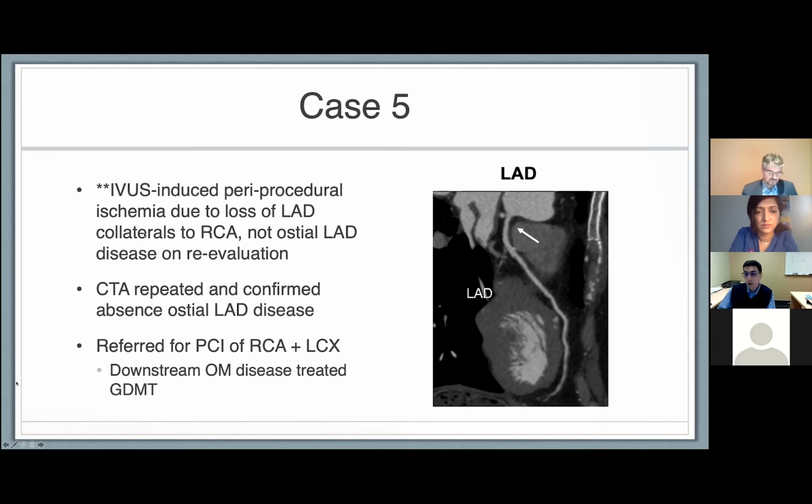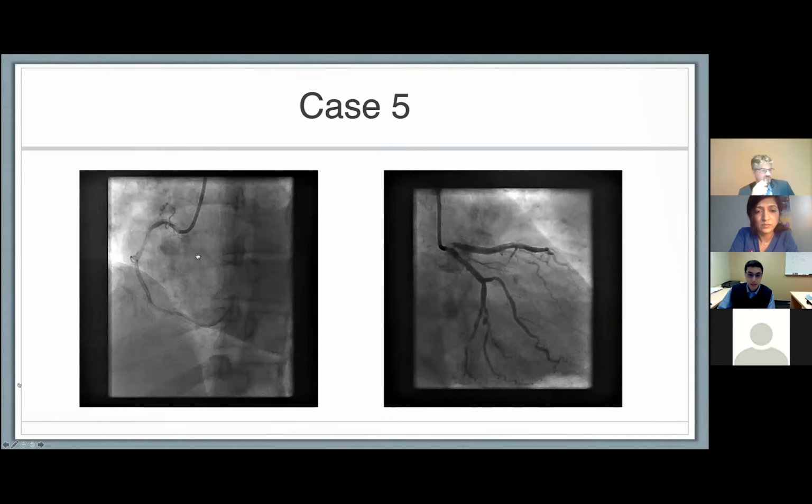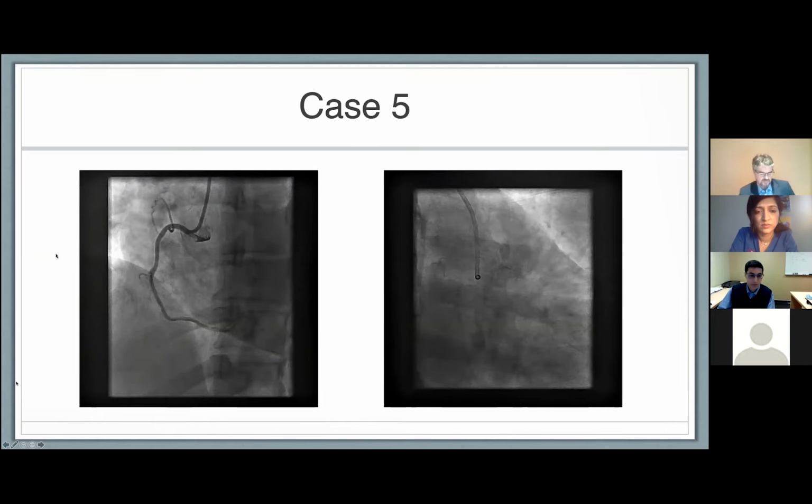Interestingly, in retrospect, the angiographer felt that the IVUS-induced periprocedural ischemia was likely due to loss of the LAD collaterals to the RCA, as opposed to ostial LAD disease, as had been presumed initially. And so the patient underwent percutaneous coronary intervention with very good results.